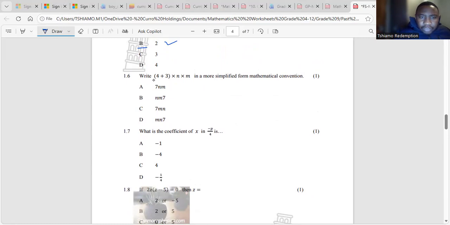Okay, so they want you to write this one in simplified form. So in the simplified form, what is 4 plus 3? It's 7. 7 times n times m becomes what? 7nm. Okay, yes. So I'll take this one. A.